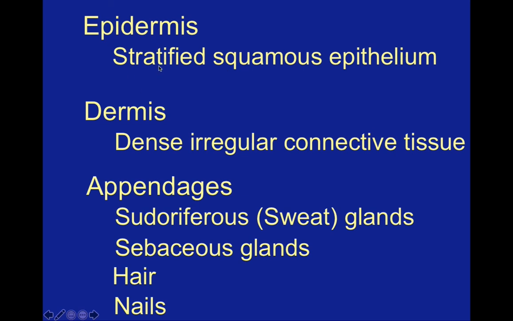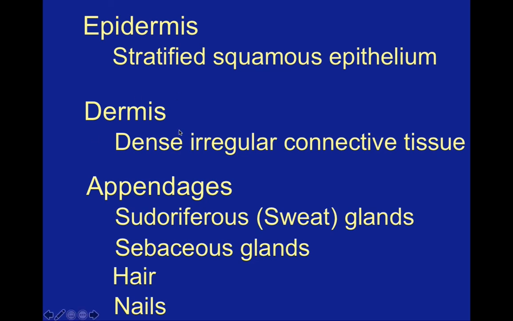The epidermis is made up of a stratified squamous epithelium, which, as we just learned in the tissue presentation, means many different layers of flat and irregularly shaped cells. So that stratified squamous is a very protective type of epithelial tissue, so it's very appropriate that that is the type of epithelium that lies on the outside of the body.